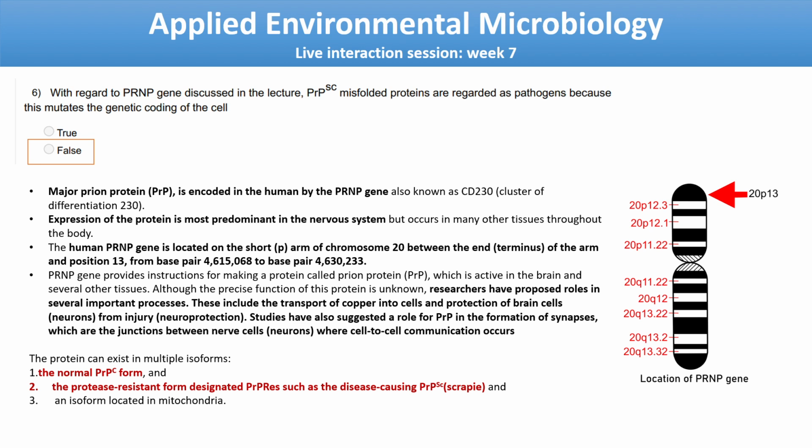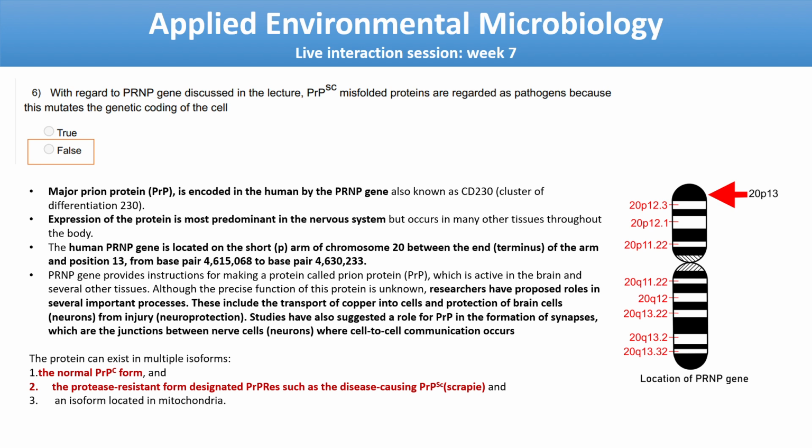Now when this protein is active in the brain, it is proposed to do several important processes. They are known to transport copper into the cells and protect brain cells or neurons from injury. It has also been shown by studies that PrP helps in the formation of synapses, that is a junction between two nerve cells through which a signal passes, and therefore it helps in cell-to-cell communication.